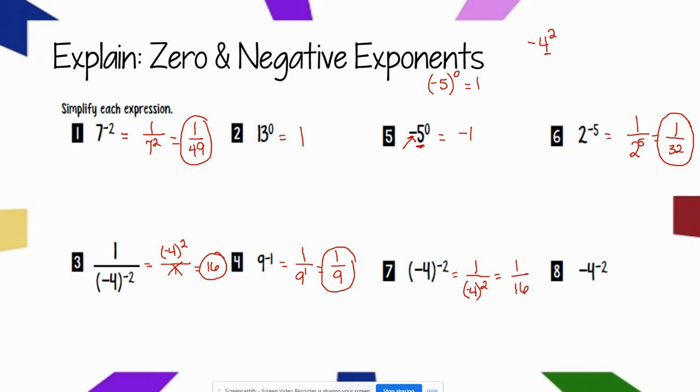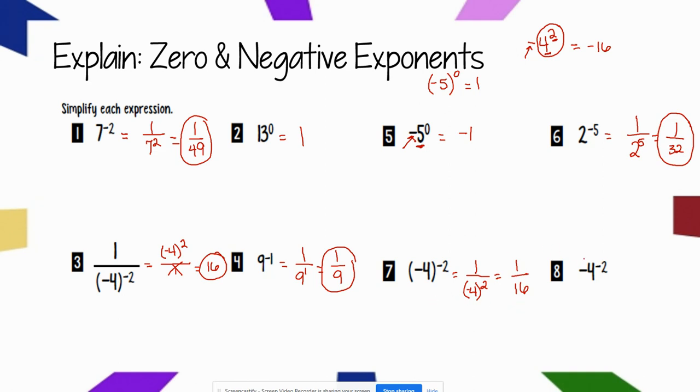Now, if this had been -4 to the 2nd power and there had been no parentheses, then this really is telling you to do 4 to the 2nd power and then tell us the opposite. So 4 to the 2nd power is 16, and the opposite of 16 is -16. So had there been no parentheses here, then this actually would have ended up being a negative number.